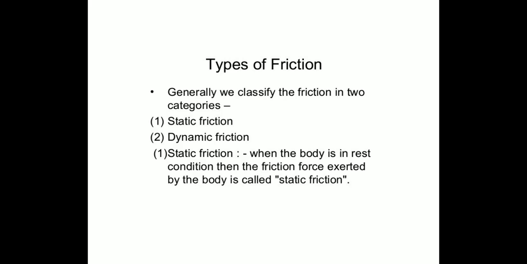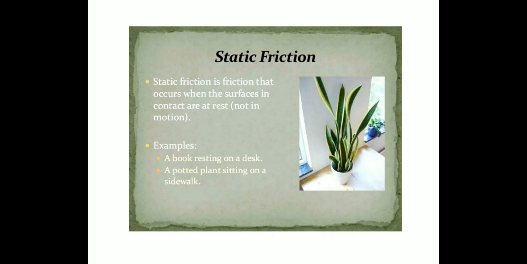Types of friction: generally we classify the friction into two categories. One is static friction and another is dynamic friction. Static friction: when the body is in a rest condition, then the friction force exerted by the body is called static friction. An example of static friction is a book resting on a desk or a potted plant sitting on a sidewalk.